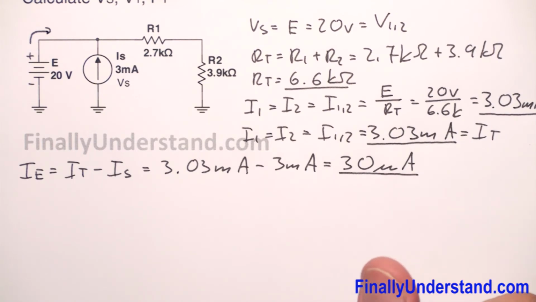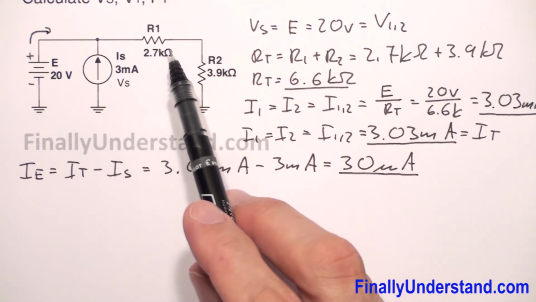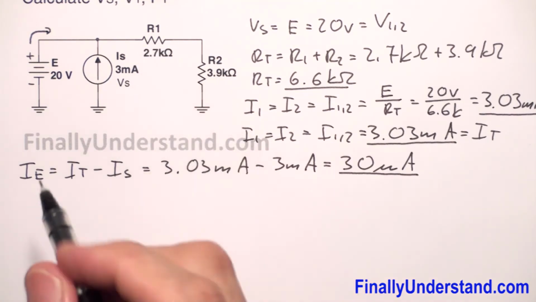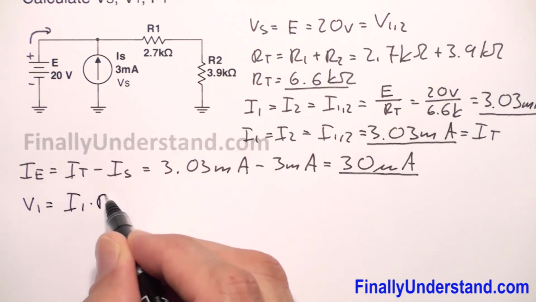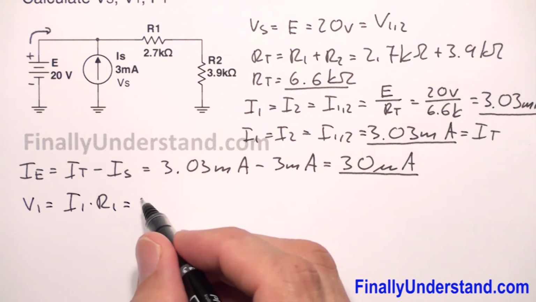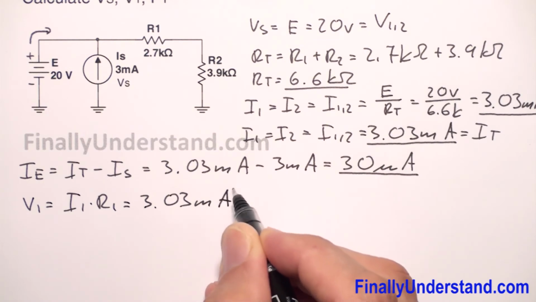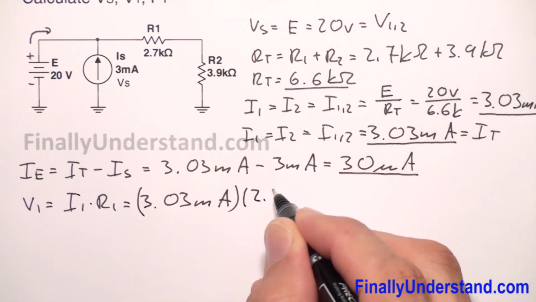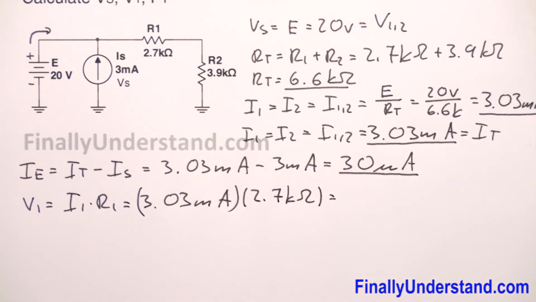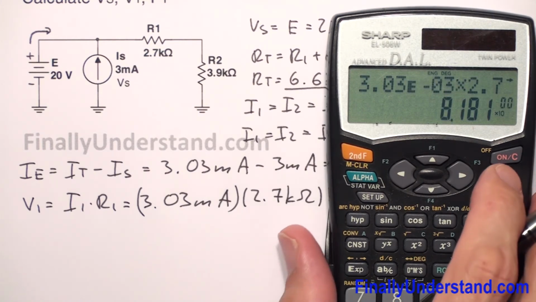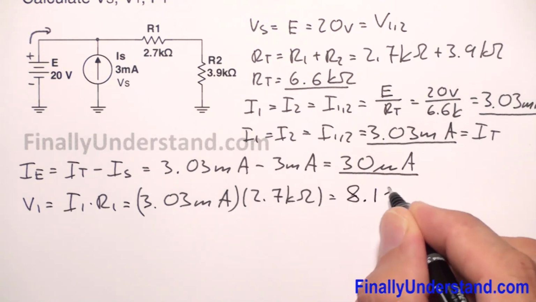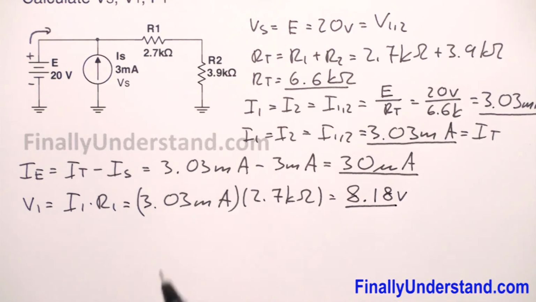So next we're supposed to find V1, voltage across resistor R1. I'm going to use Ohm's law to do that. So I have V1 is equal I1 times R1, where I1 is equal 3.03 milliamps times R1, which is equal 2.7 kilo ohms. This is equal 3.03 exponent 3 negative times 2.7 exponent 3 equals 8.18 volts. So this is my voltage V1.